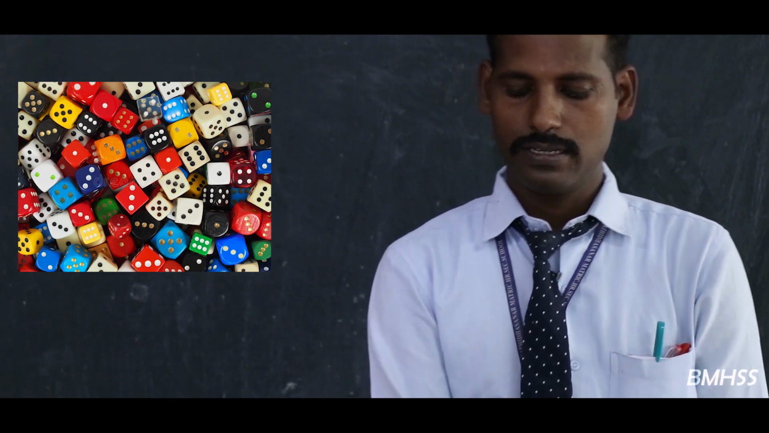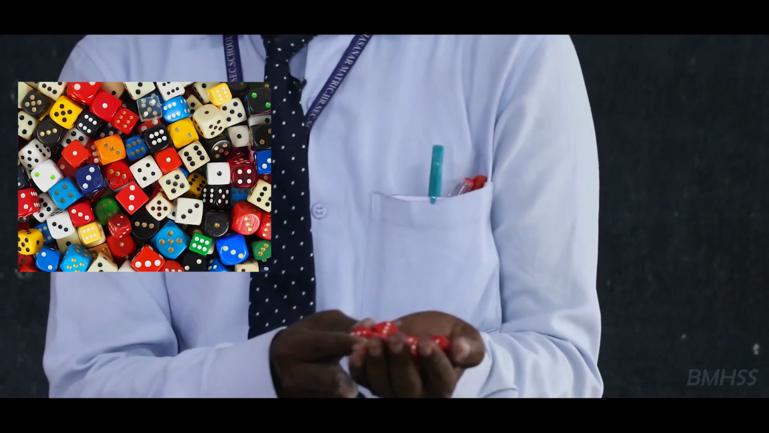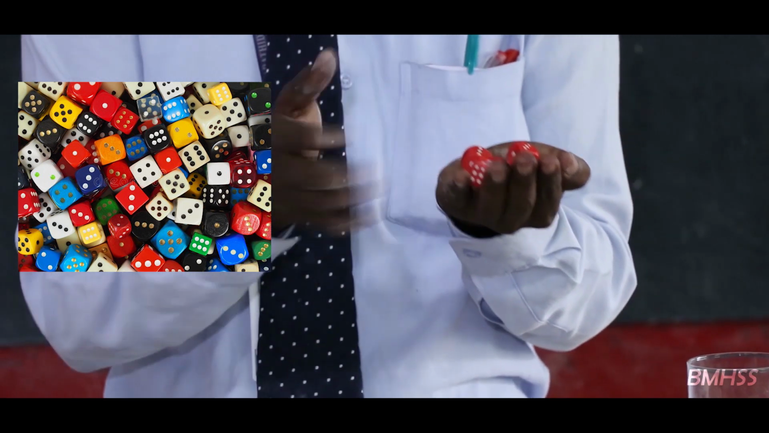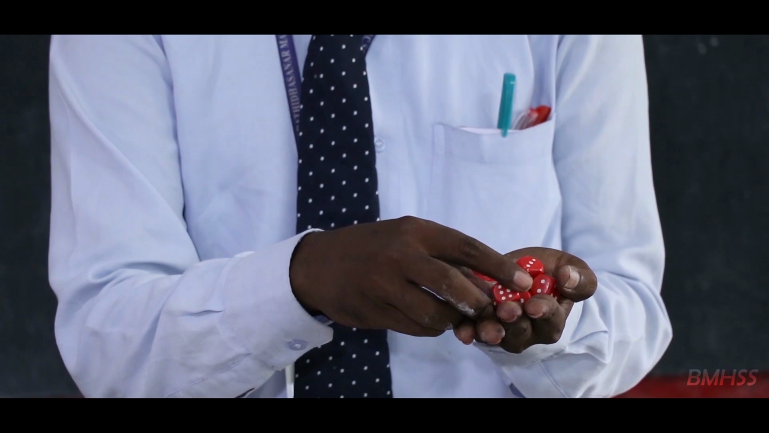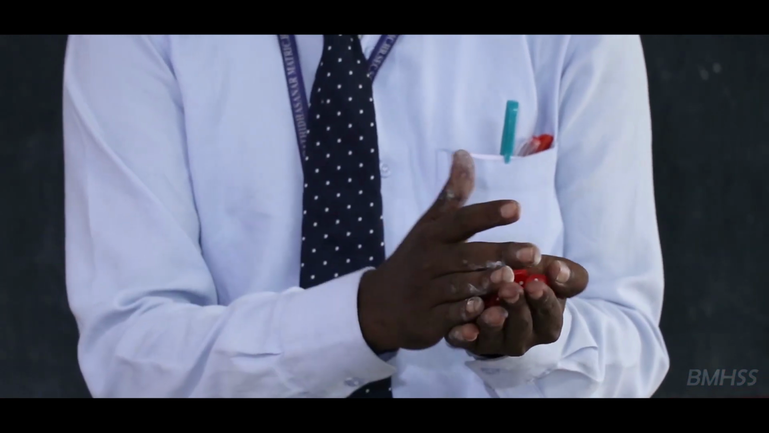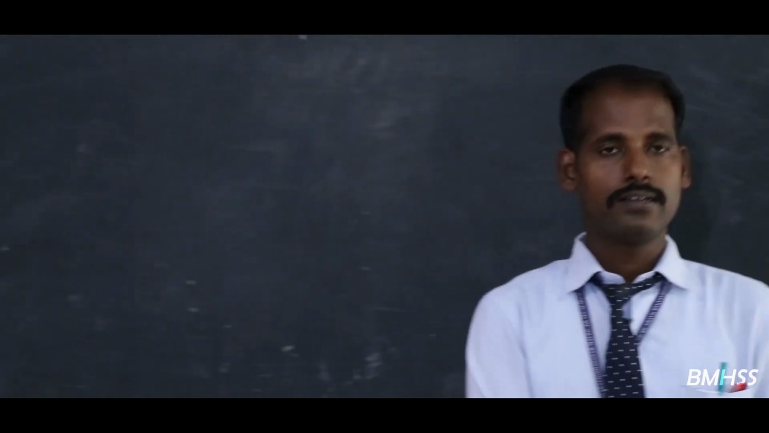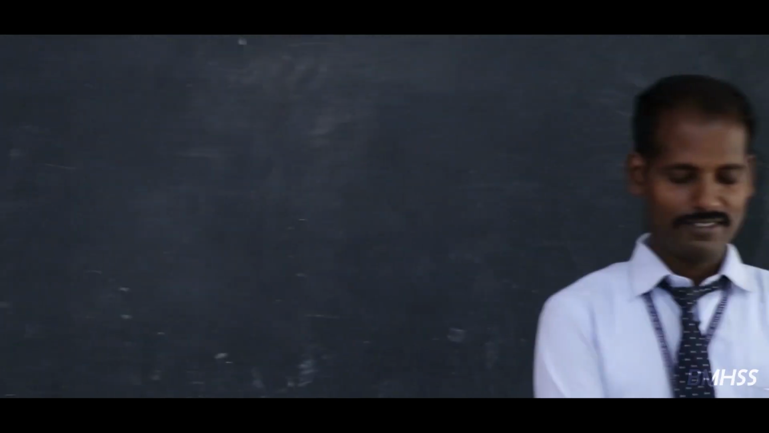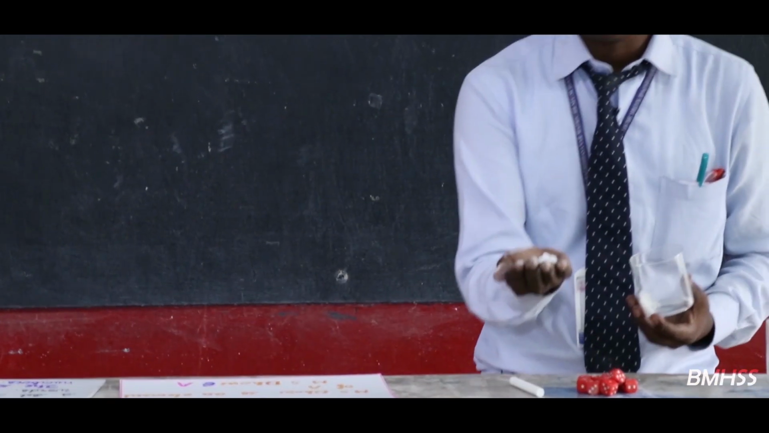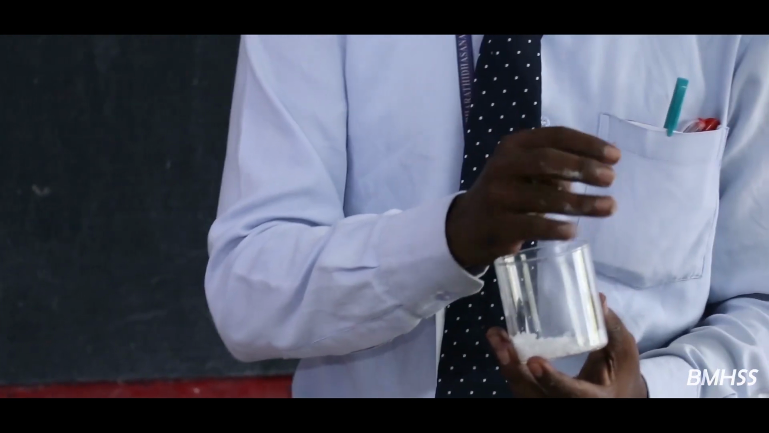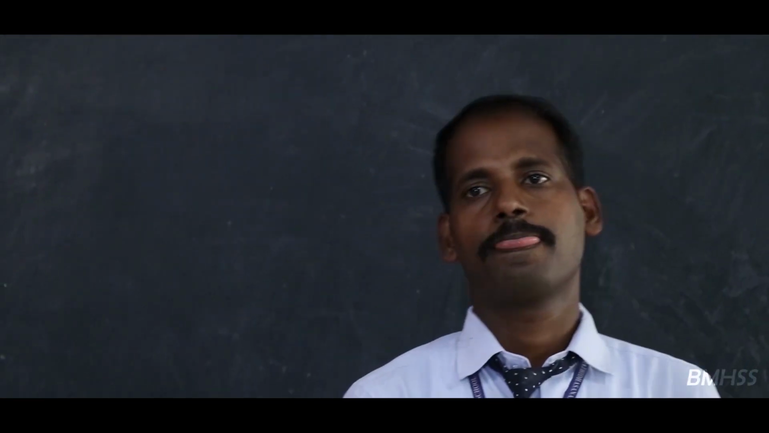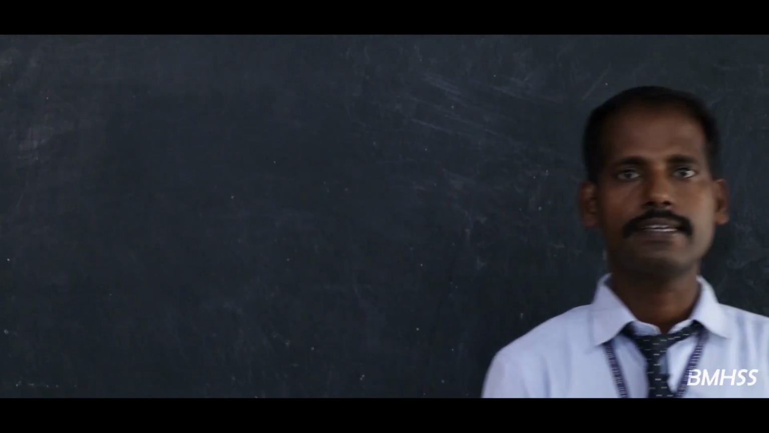Next, dice. Dice, solve the dice is same, but the collection of dice is called a set. Next, this salt, this collection of objects, it is also a set. This is the set definition. A set is a well defined collection of objects.